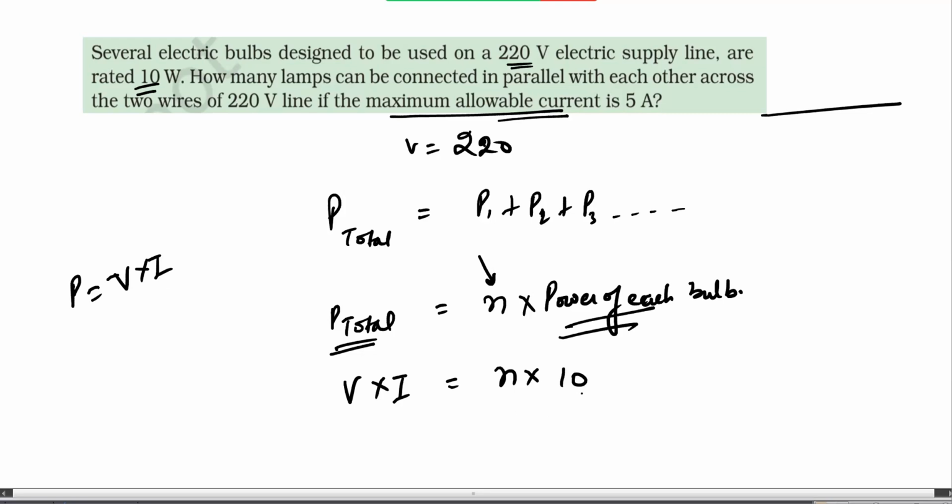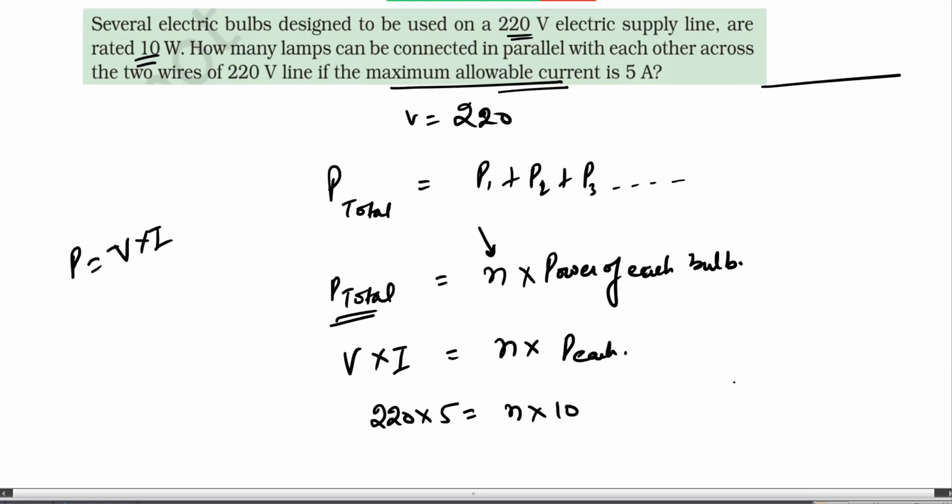Got it? Now you can write it like this: 220 into the maximum allowed current, 5 ampere, is equal to n, which you need to find out, into 10. So this 10 comes down, and you get 220 into 5 over 10, which is 110. Yes, sir. You will get 110 bulbs. N is equal to 110. You understood, Amar? Yes, sir.